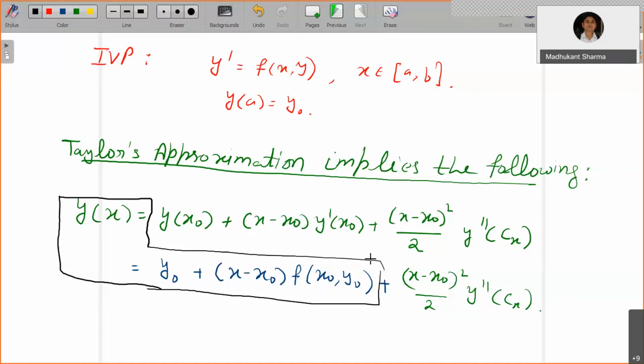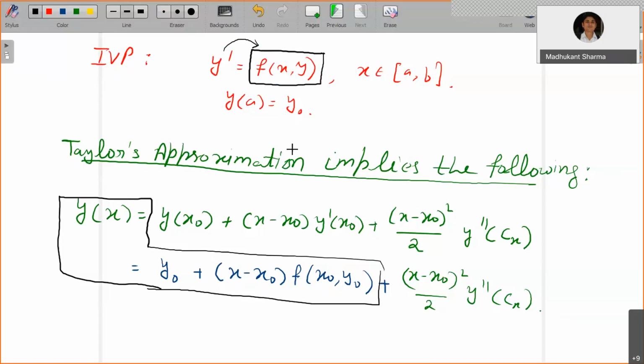How do we judge? Because y is an unknown function. We don't know what the value of y is, or what the expression for y is. So what we have in our hand is the right hand side f of x comma y. So we know that y dash is equal to f of x, y, which means y is at least one time differentiable. For further differentiability, it totally depends on the differentiability of the function f.